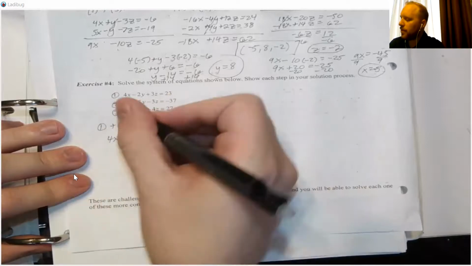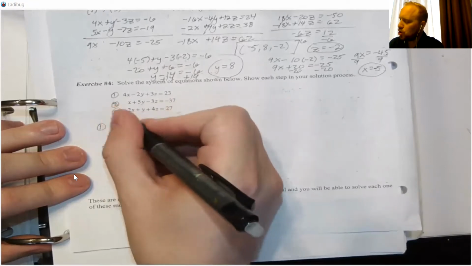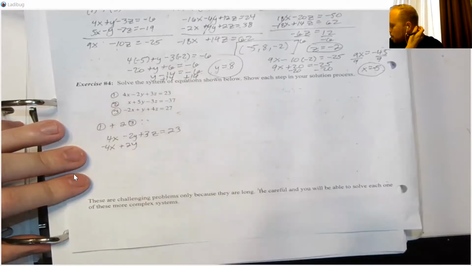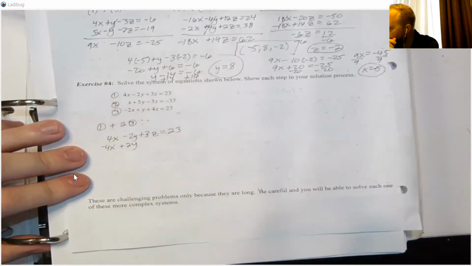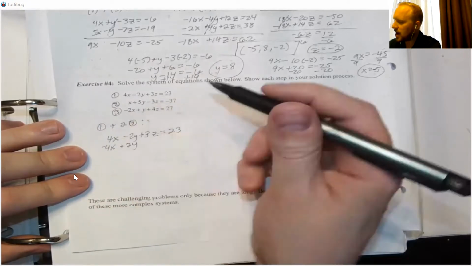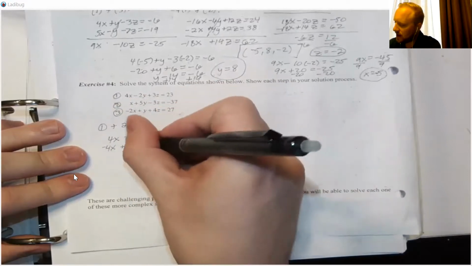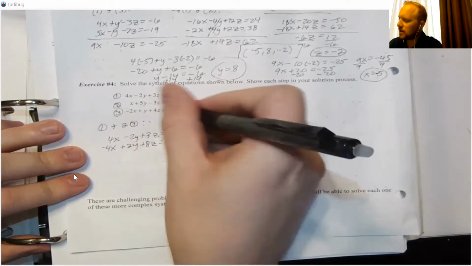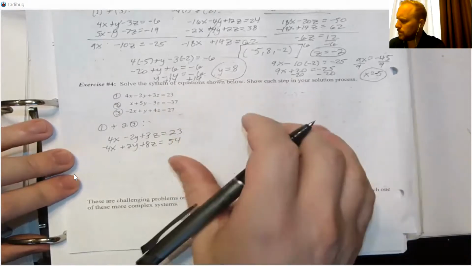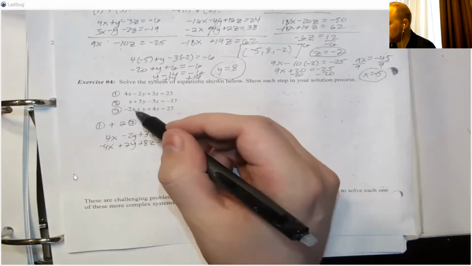Okay, and then the third one I'm going to multiply by 2. So 2 times -2 is -4x. 2 times y gives me a positive 2y. Because I took 2 times this, it gives me -4x. And then I'm going to take 2 times 4z. That would give me 8z. And 2 times 27 is 54. Okay, so I took the second one and I multiplied it by 2.